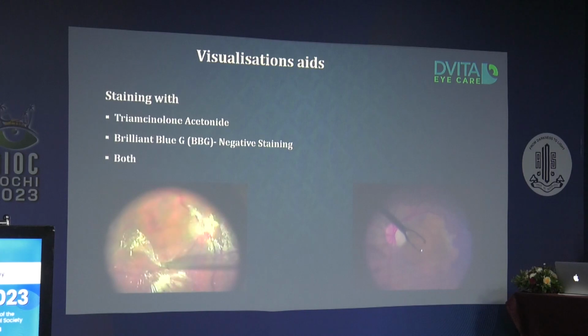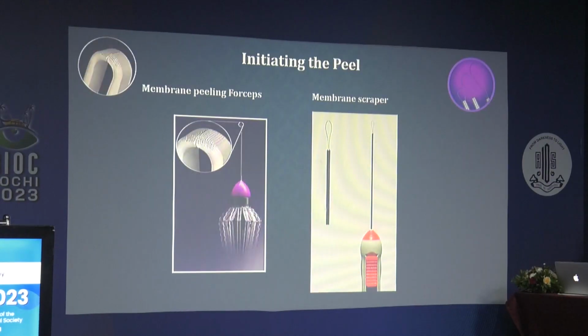As a visualization aid, we can use stains like triamcinolone or Membrane Blue dye. Membrane Blue dye gives us a negative staining. To initiate the peeling, we can use two instruments. Previously we used other instruments also, but right now we mainly use these two: membrane peeling forceps and membrane scraper. We mostly use the forceps where we can see the margin, though it is a little difficult to start the peeling.